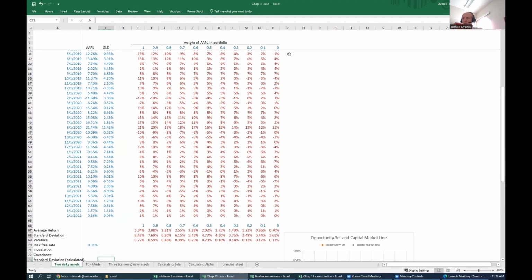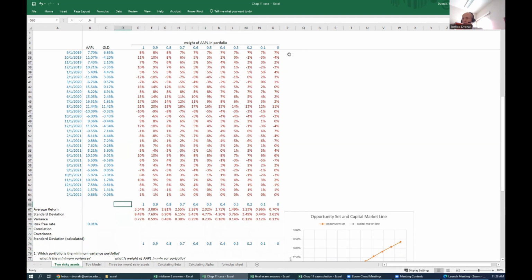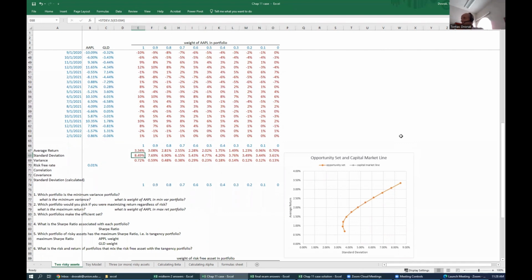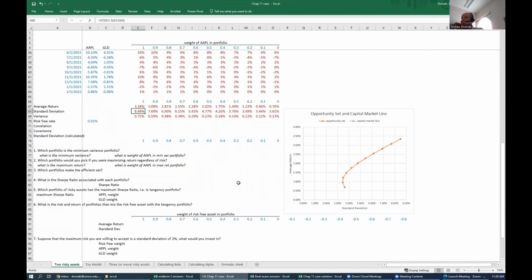Fantastic. So this gives us the risk, and basically these two rows give us the risk and return characteristics of different portfolios that mix Apple and Gold, which is really nice. And we actually have a picture for this. Look at that. We are plotting the risk of each portfolio on the horizontal axis and the return of each portfolio on the vertical axis.